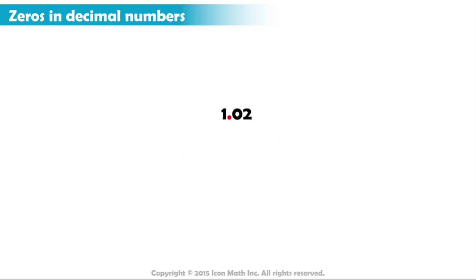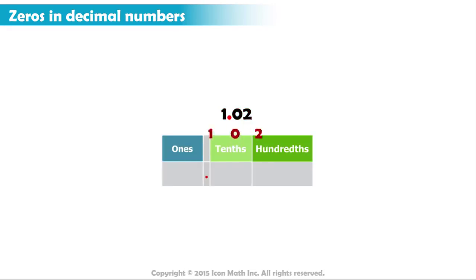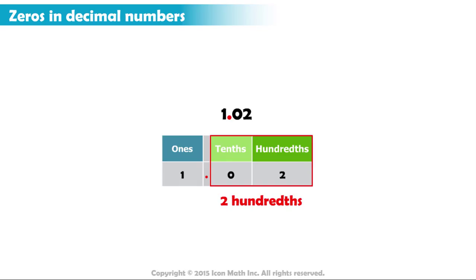For example, the 0 in 1 and 2/100 means that the tenths place is not represented, but the hundredths place is, and there is a 2 there. So the total value of the decimal part of this number is 2/100. As you can see, the 0 in this decimal number is important. It should be there if we want to represent a decimal value of 2/100.